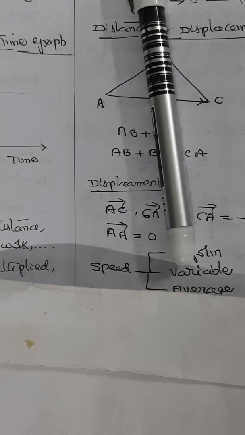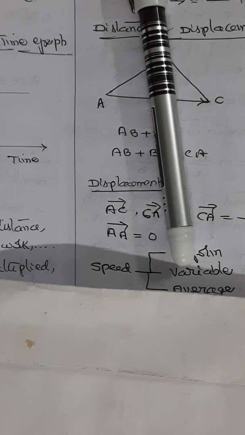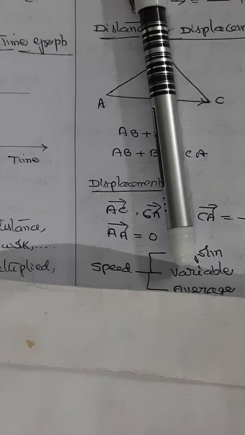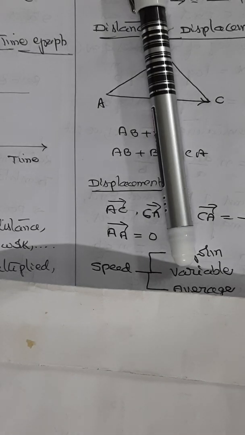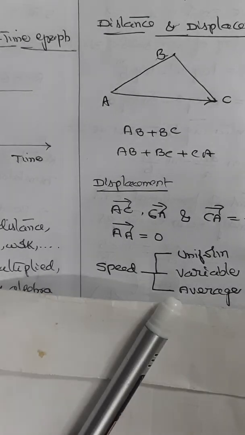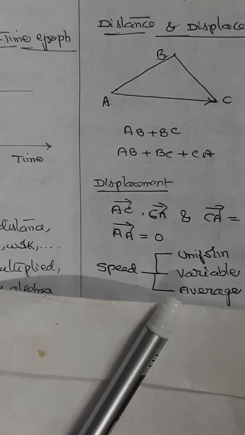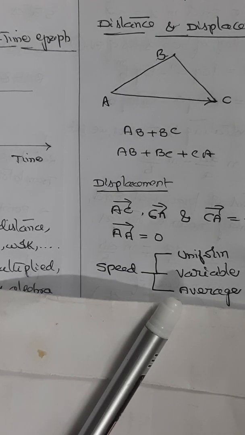So variable speed means non-uniform. If the object covers unequal distances in equal intervals of time, or equal distances in unequal intervals of time, in either case, however small the time intervals may be, the object is said to be having variable speed, otherwise known as non-uniform speed.